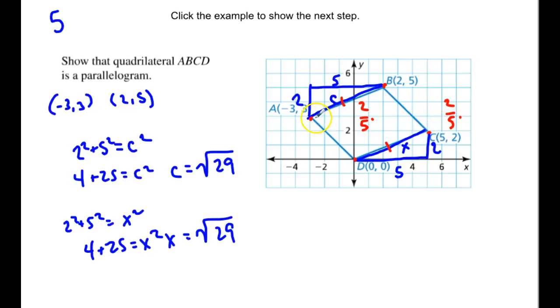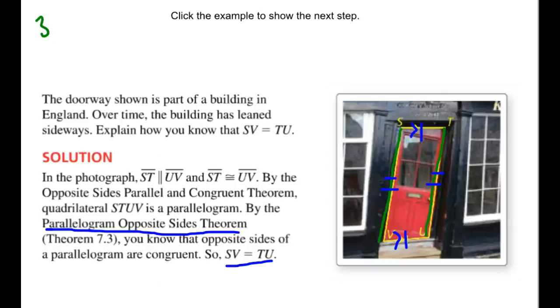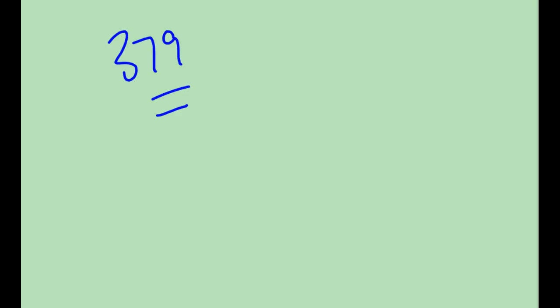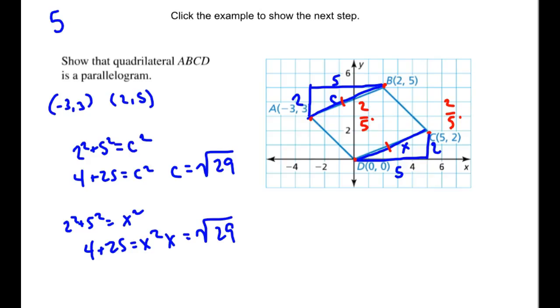So I know that these two things, it is a parallelogram. And I can say that for sure because of my theorem 7.9, my opposite sides parallel and congruent theorem. I showed that they were parallel and I showed that they were the same size, so I can say that this is a parallelogram.